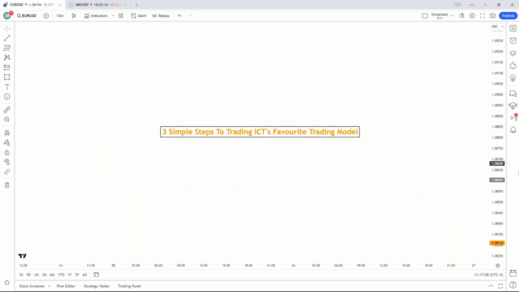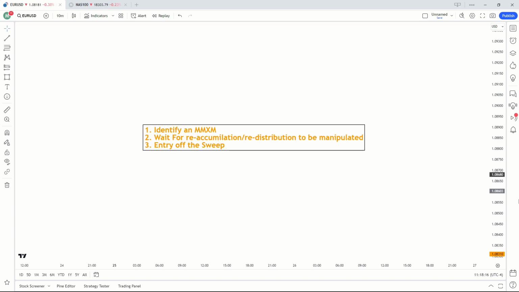Now, I will share 3 simple steps to trading ICT's favorite trading model. I will tell you what you guys need to do at each step and what it means. So our first step is to identify an MMXM, either a market maker buy model or a market maker sell model. I will show you guys how to identify one on the real life market and how you can easily identify them. So moving on to our step 2, wait for our reaccumulation or redistribution to be manipulated.